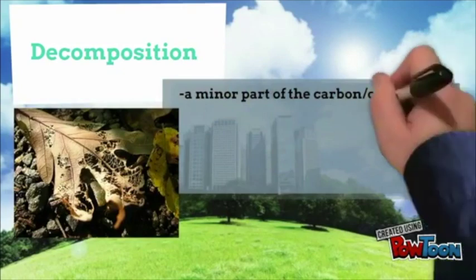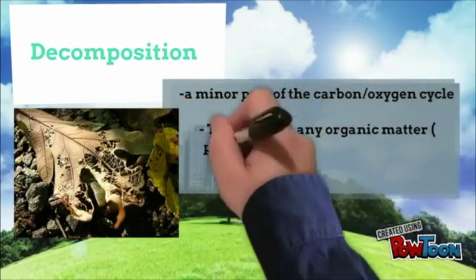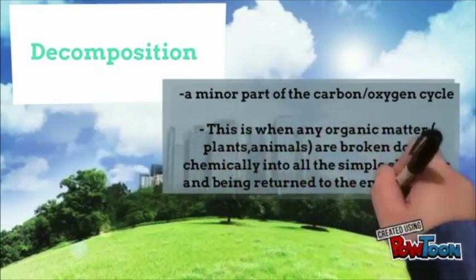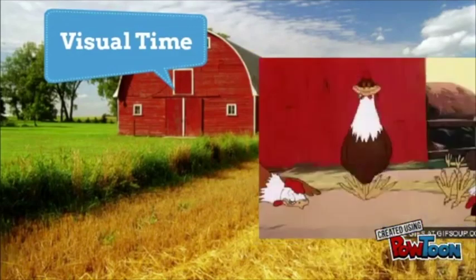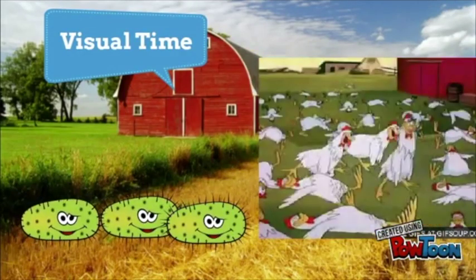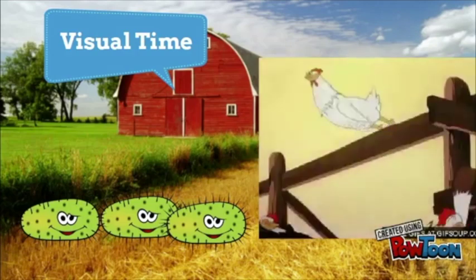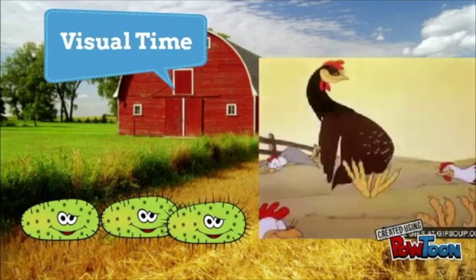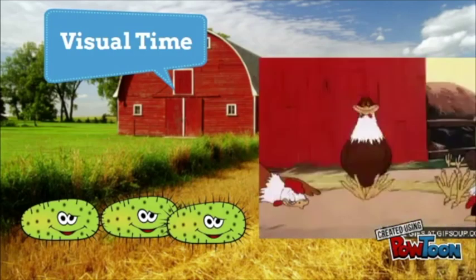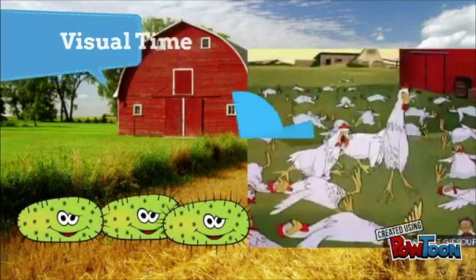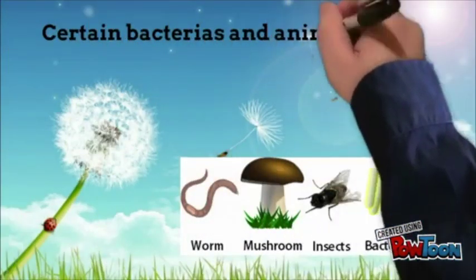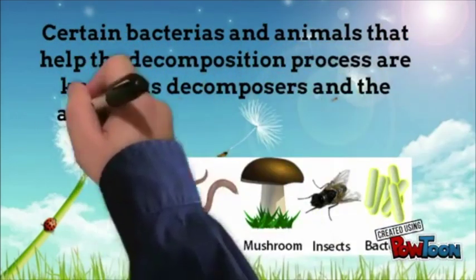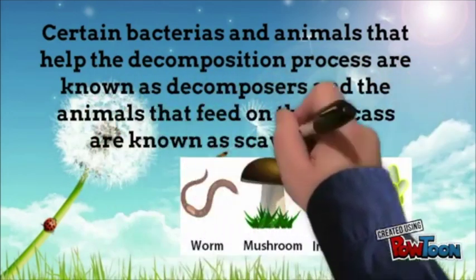Decomposition, a minor part of the carbon and oxygen cycle. This is when any organic matter, plants or animals, are broken down chemically into all the simple elements and being returned to the environment. Visual time! As you could see, all of these dead chickens will be decomposed by certain bacteria. All of its elements, such as carbon, water, and oxygen, will return to the environment and will return to what it was made of. Usually, ashes. Certain bacteria and animals that help the decomposition process are known as decomposers, and the animals that feed on carcass are known as scavengers.